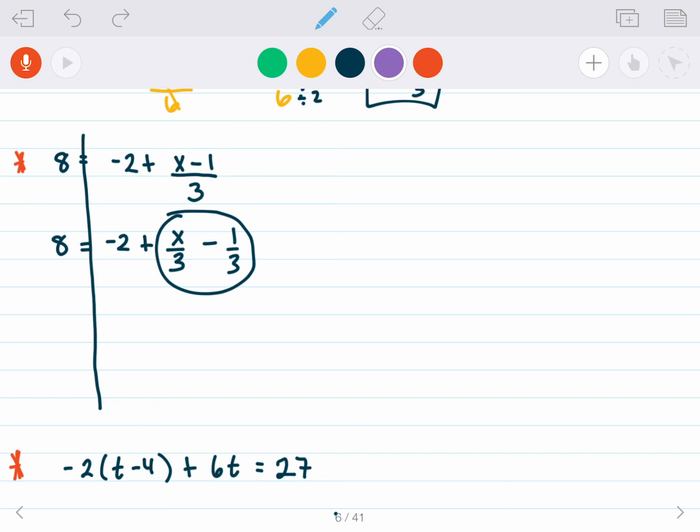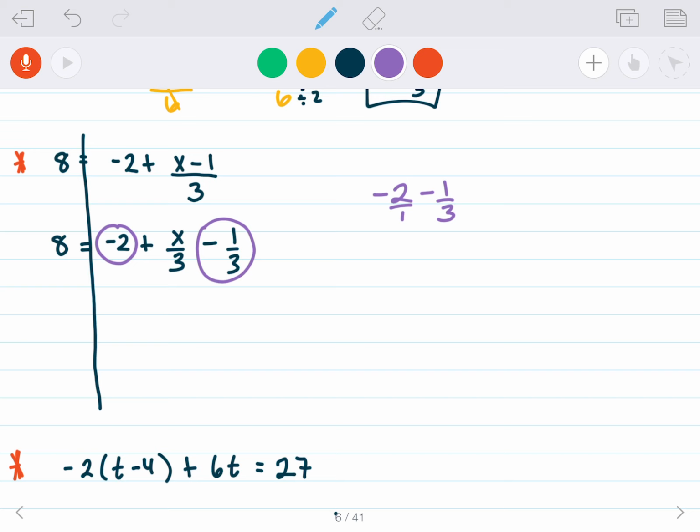Okay, so there's that. So do I have like terms when I write it like this? Well, yeah, I do. I have negative 2 and a negative 1 over 3. So negative 2 minus 1 over 3. You can do this with your calculator. You can do it by hand. I don't care.